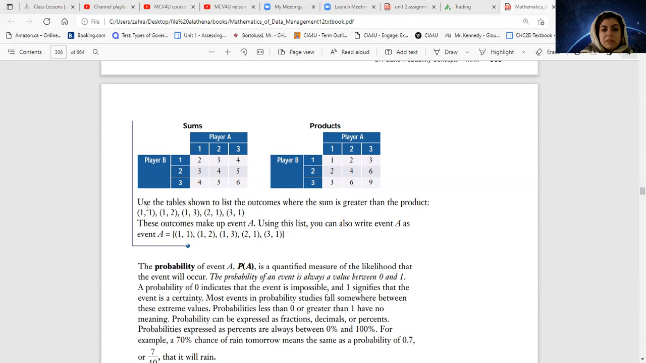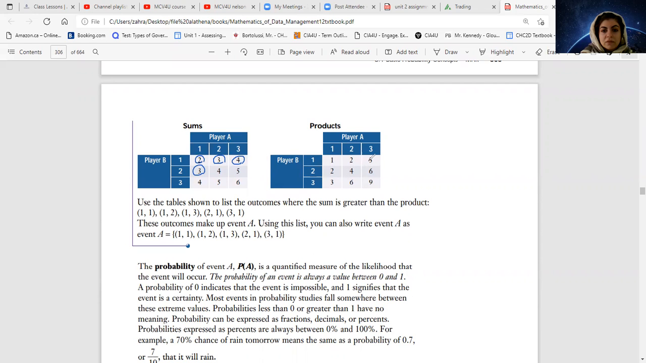So we want to see for which of these pairs the sum is greater than the product. See here? Here the sum is greater than the product. Here we have 3, so the sum is greater than the product there. Here is the same thing. The sum is greater than the product here. Again here, the sum is greater than the product. Here it's 4 and 4, they are the same.